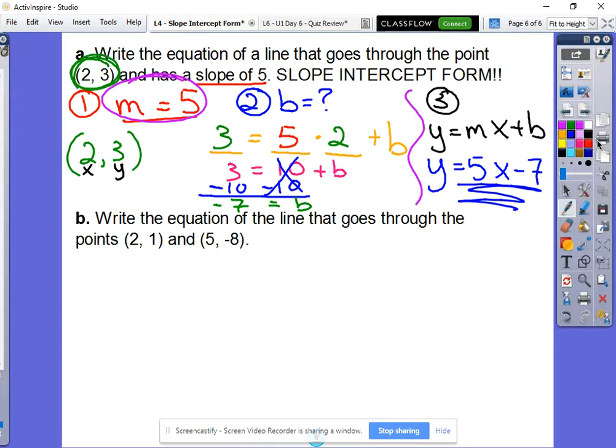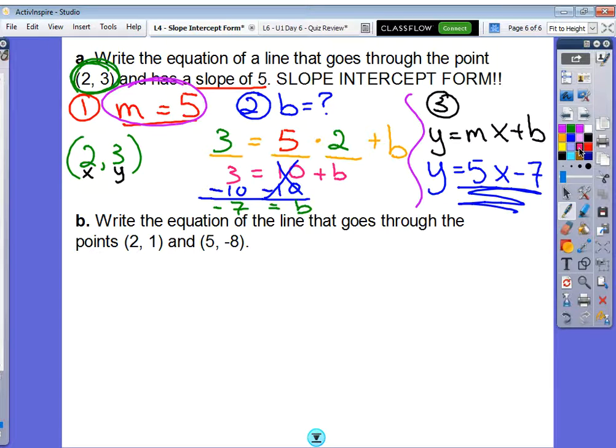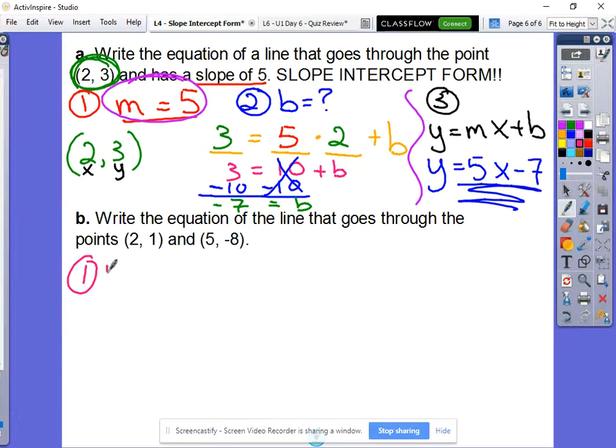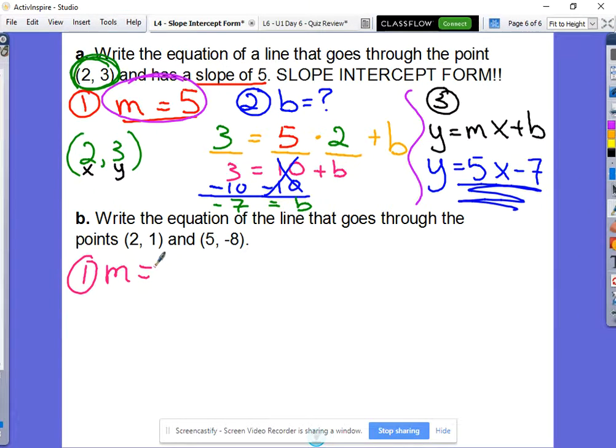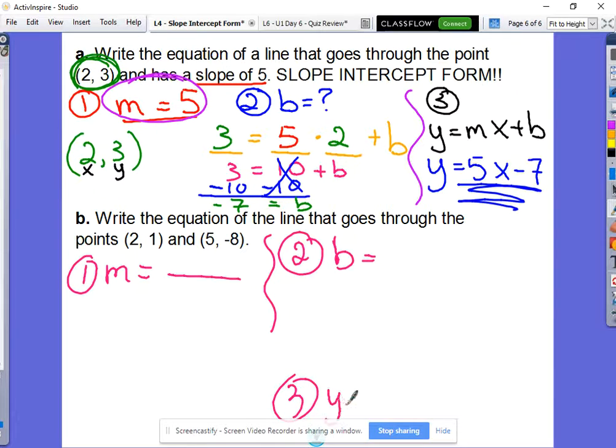So I want you guys to try this next example on your own. In the same exact way, solve for m first. This time you're actually going to have to use the slope formula. So solve for m, then find your b value, and then bring it all the way back at the end and write your actual equation, y equals mx plus b. So try that out and then check your work in the next video.